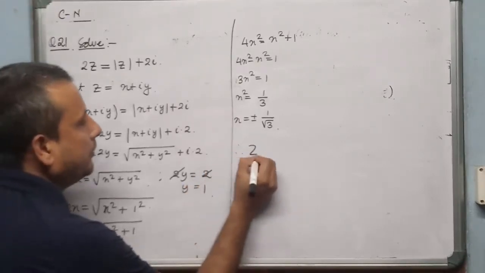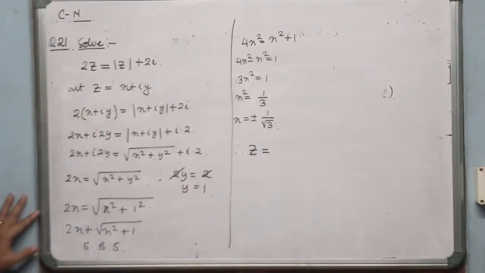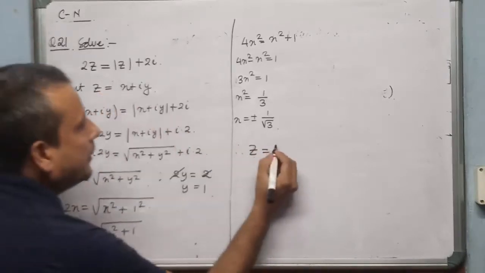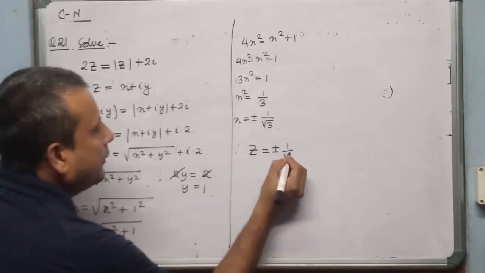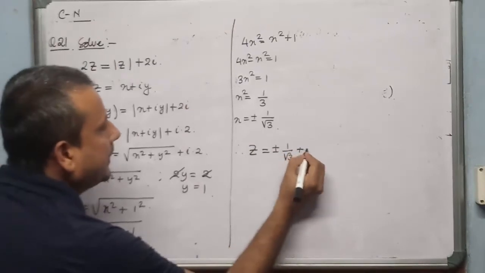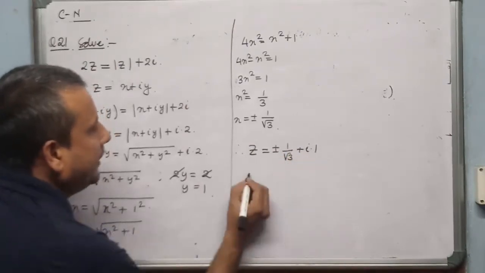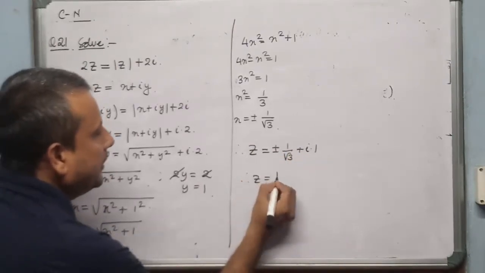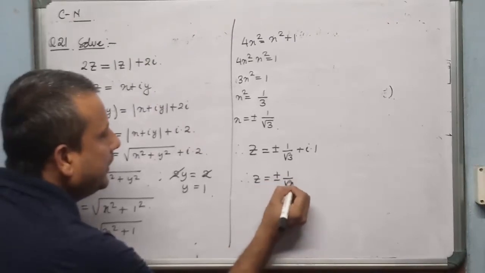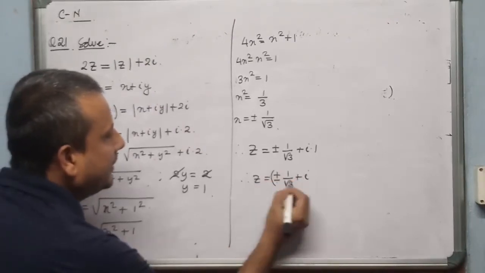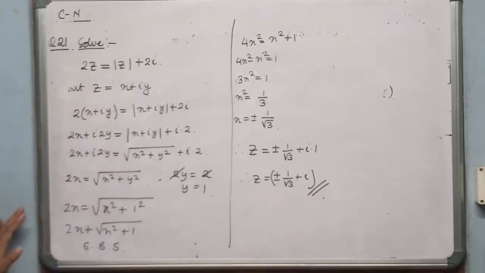Therefore z equals, substituting the values of x and y, x is plus minus 1 by root 3, plus i into y, which is 1. Therefore, the complex number is plus minus 1 by root 3 plus i. This is the required complex number, the value of z. Tricky question, try to understand.